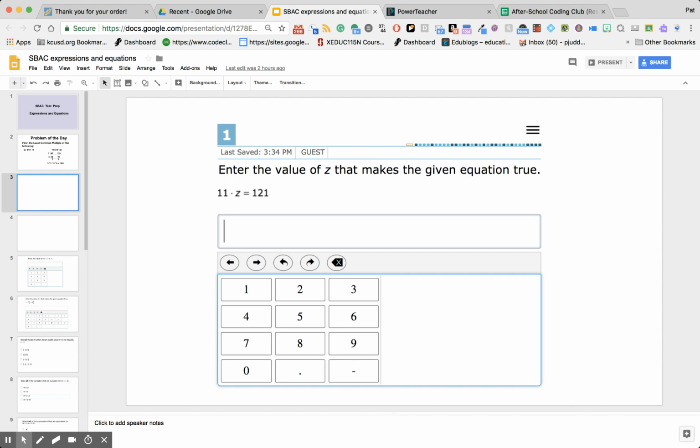Now, our first item. On your paper, you need to make sure that you're, 1, numbering the items, and 2, that you're writing product and process, not only showing how you got your answer, but explaining why. So for this first one, I have 11 times z equals 121. And you are asked to enter the value of z that makes the given equation true. So pause the video here, take 1 minute and 30 seconds, and work this out. Find the value for z. Go.